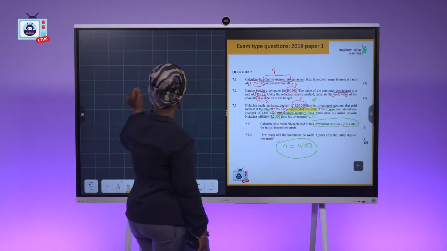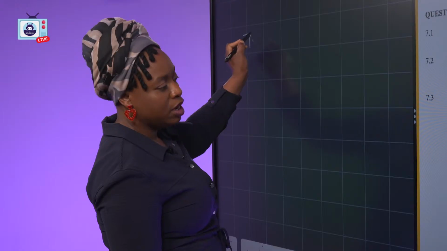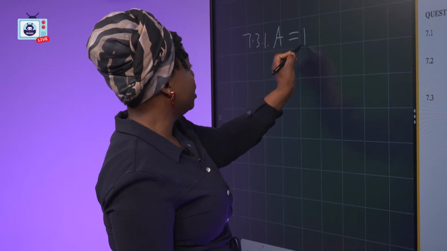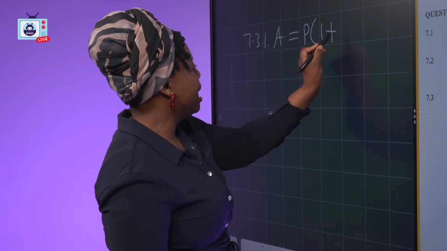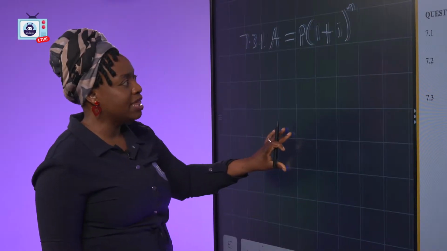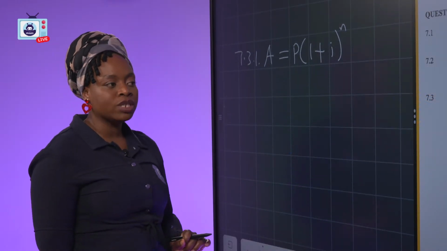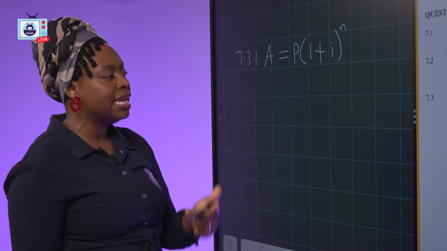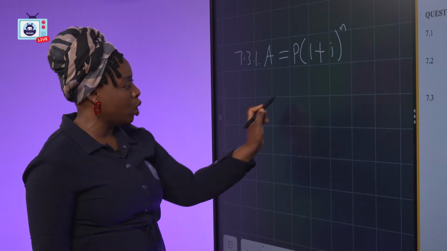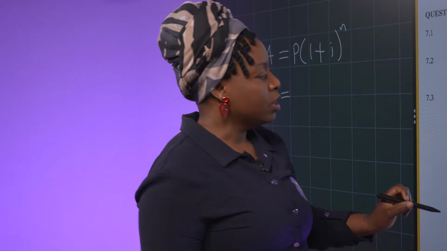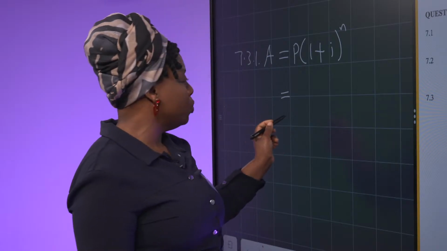What we need to do is just put the formula, so that is 7.3.1. The formula A equals P(1 plus i) to the exponent n. This is the formula that is positive, and it shows the growth, but we just have to remember what n is, how n is impacted, and all that. So that is what we have to have.